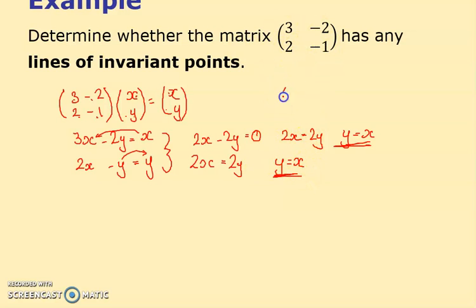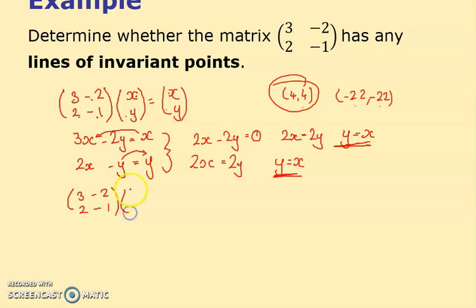So it doesn't matter what it is. So for instance, 4, 4 will work. But so will minus 22, minus 22. As long as the y equals the x, these points won't move. Let's test that out. I picked 4, 4. So let's test that out. 3 minus 2, 2 minus 1. I'm picking up 4 and 4.